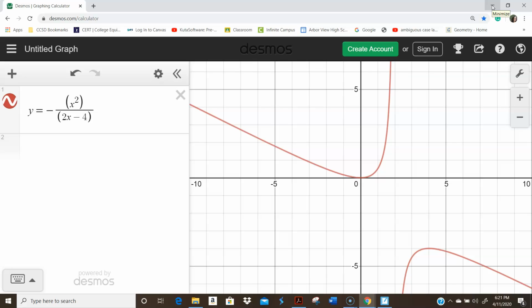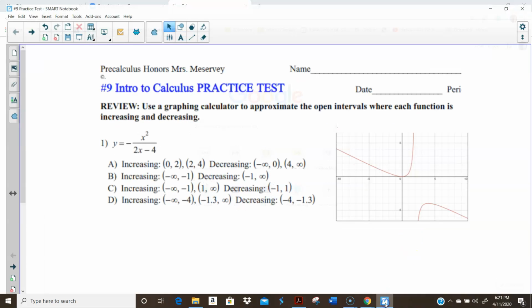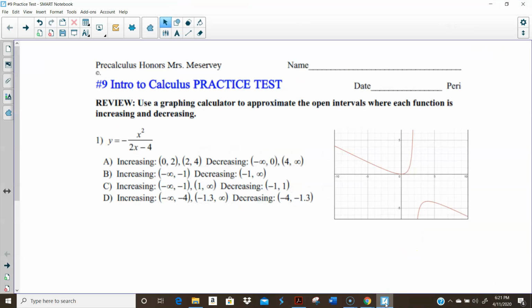Here's my Desmos screen, and I just typed the function in on the left and I was able to graph it. So that'll help you with that. All right, let me go back. So the answer to this one is A.